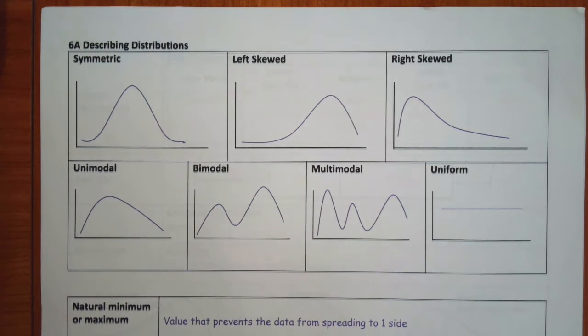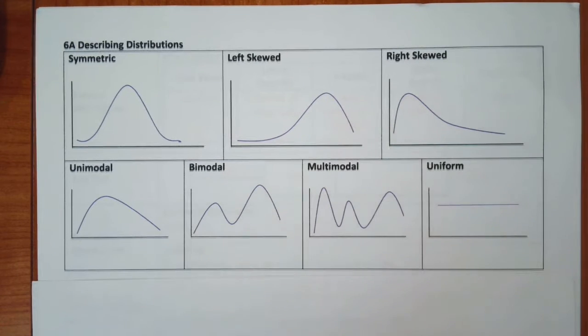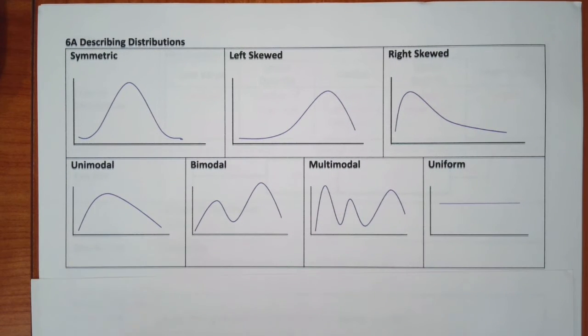Okay, let's look at the last part of Unit 4, which is Chapter 6. So we're going to do 6A, B, and C. Okay, Part A talked about describing distributions, and there's a lot of vocabulary there. And so we need to know what those are.